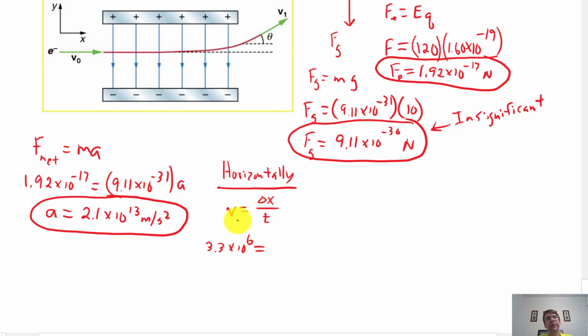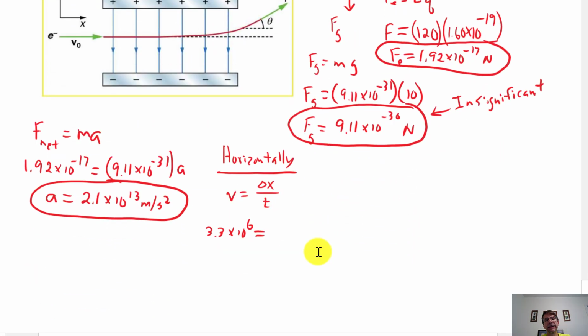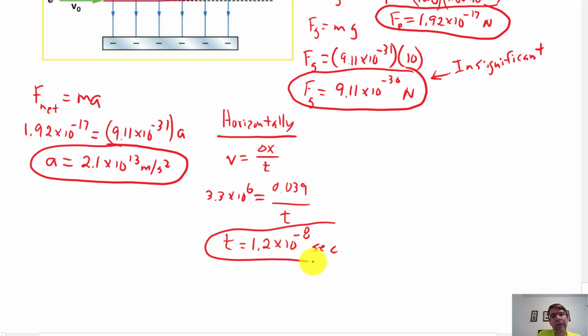And it says it's going to go through that gap, and the gap is how far? It's 3.9 centimeters, 0.039 meters. So how long does it take to get to that gap? If you move things around, it's going to be 0.039 divided by the 3.3 times 10 to the 6th. And that's 1.2 times 10 to the negative 8 seconds. Not very long. That's 12 nanoseconds, 12 times 10 to the negative 9 seconds. Not even a blink of the eye.